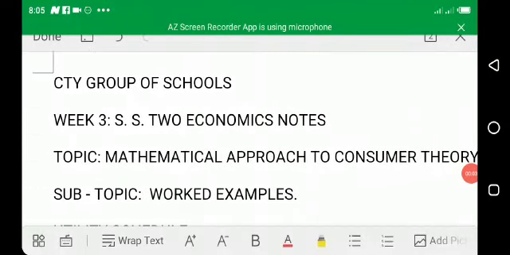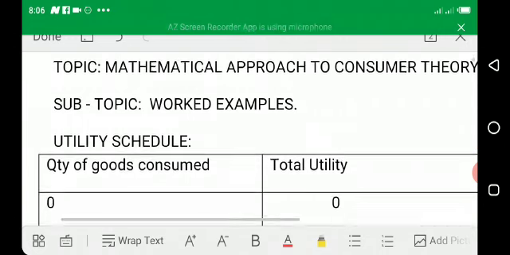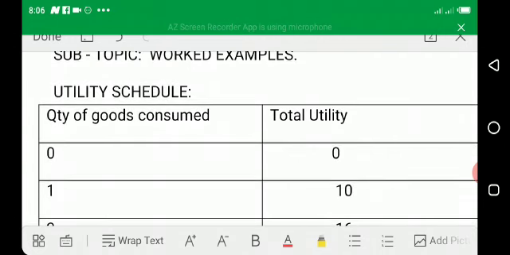I'm Mrs. Akande of CTY Group of Schools, Ring Road, Ibadan. So, I'm here to present the SS2 Economics, and the topic is Mathematical Approach to Consumer Theory. We have started this topic last week. Here we are to work examples using the information and the formula given to us last lesson. The information is given here.